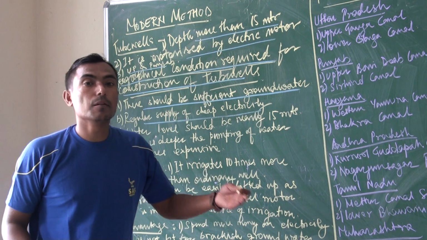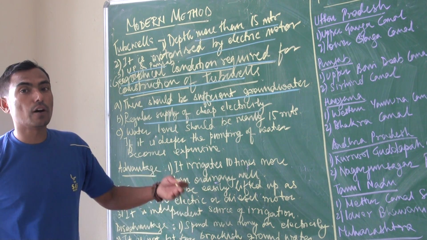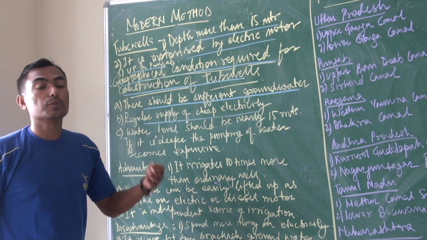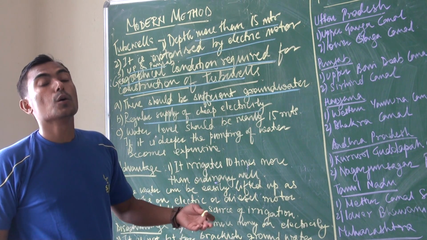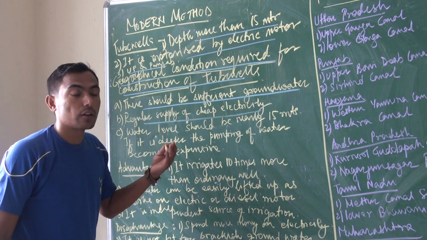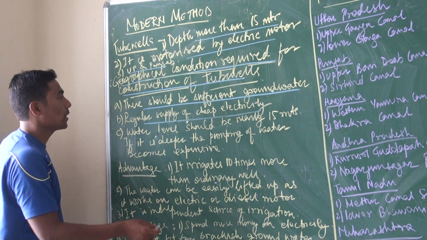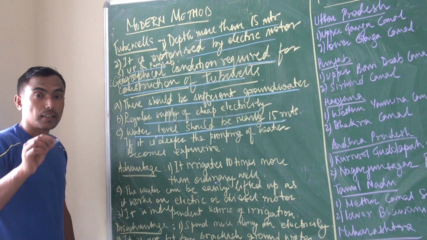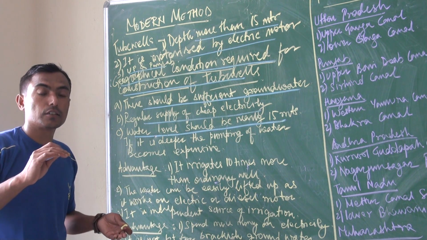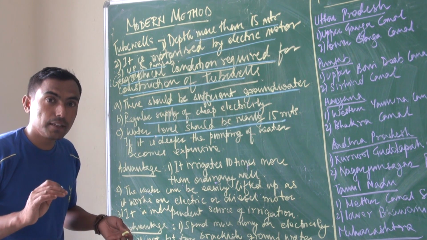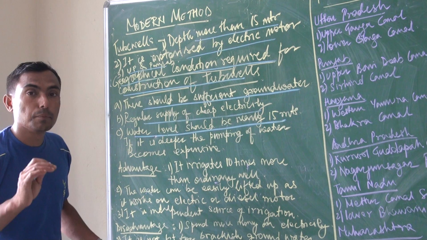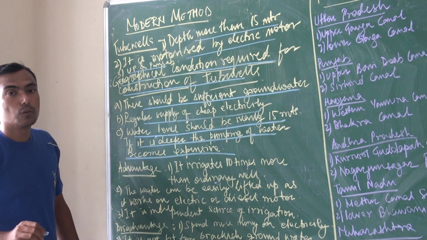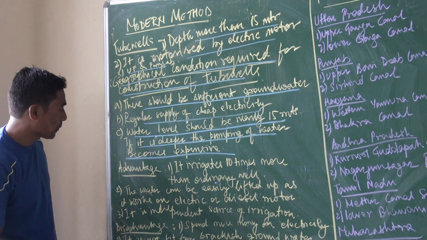It means that the government should provide subsidy to the farmers and provide electricity at a very cheap rate, so that the water can be pumped out whenever the farmers require it for the crops. Third is that the water level should be nearly 15 meters. It means the water level from the earth's surface should be nearly 15 meters. If the water level is much deeper, then it becomes expensive to pump out the water to the farm.